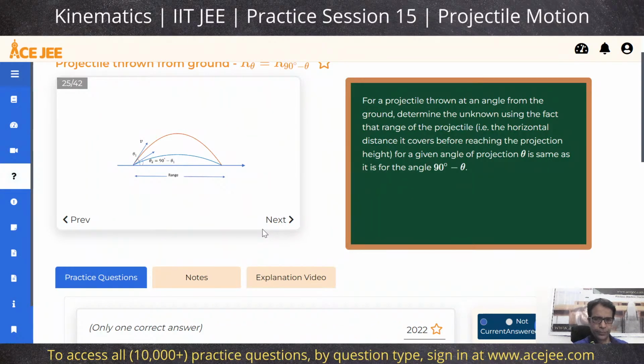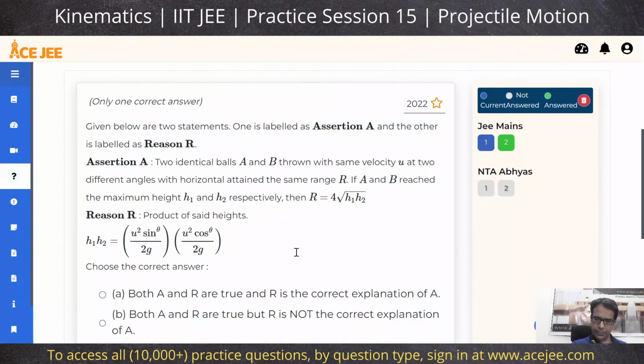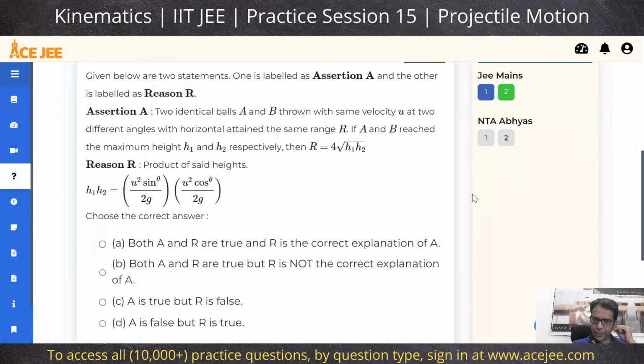Okay. Let's go ahead and solve this one.